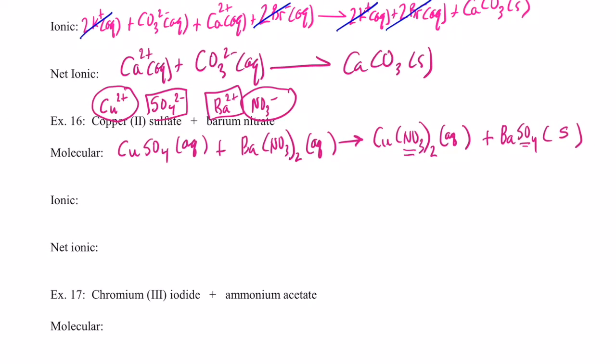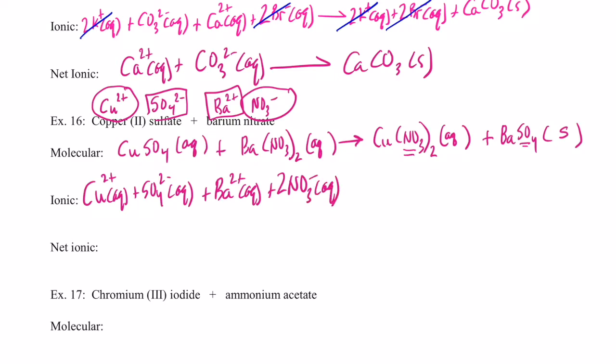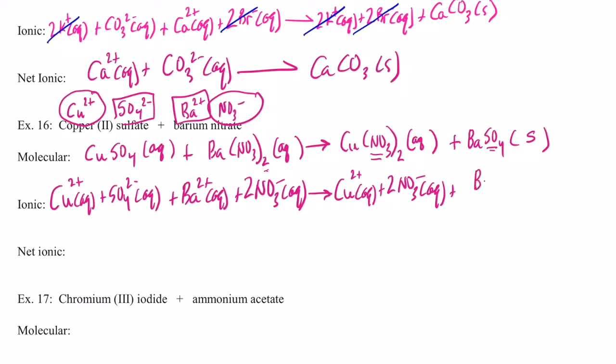So let's write the ionic equation. Did you put Cu2+ (aq) and SO4 2- (aq)? And we have barium nitrate (aq), so that's Ba2+ (aq). And we're going to get 2 nitrates out of that, aren't we? Because it's Ba(NO3)2. Okay, reacts to form Cu2+ (aq) and 2 nitrates (aq) and BaSO4 solid. Those are more attracted to each other than they are to water molecules.